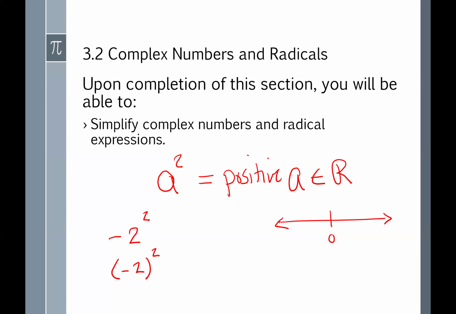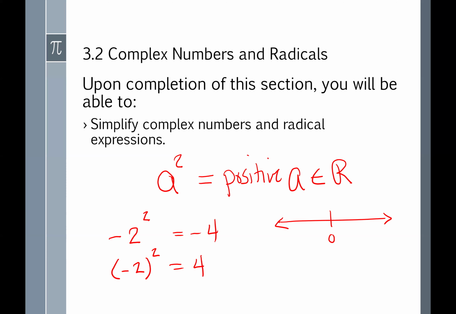The parentheses indicate specifically that you want to square that number. So that is 4, that is -4. Because what the first one says is to square 2 and then change the sign of it, make it negative. So if you square a real number, it will be positive, but you can change the sign of it by putting a negative in front of it.